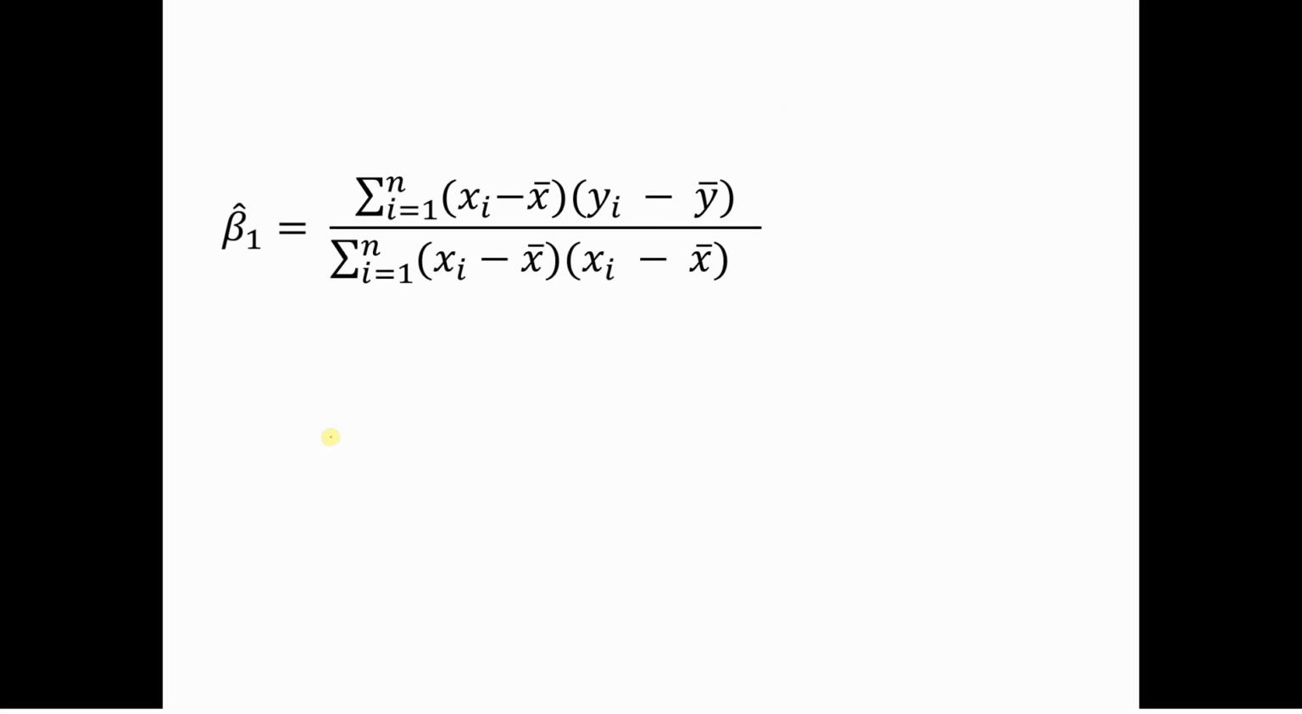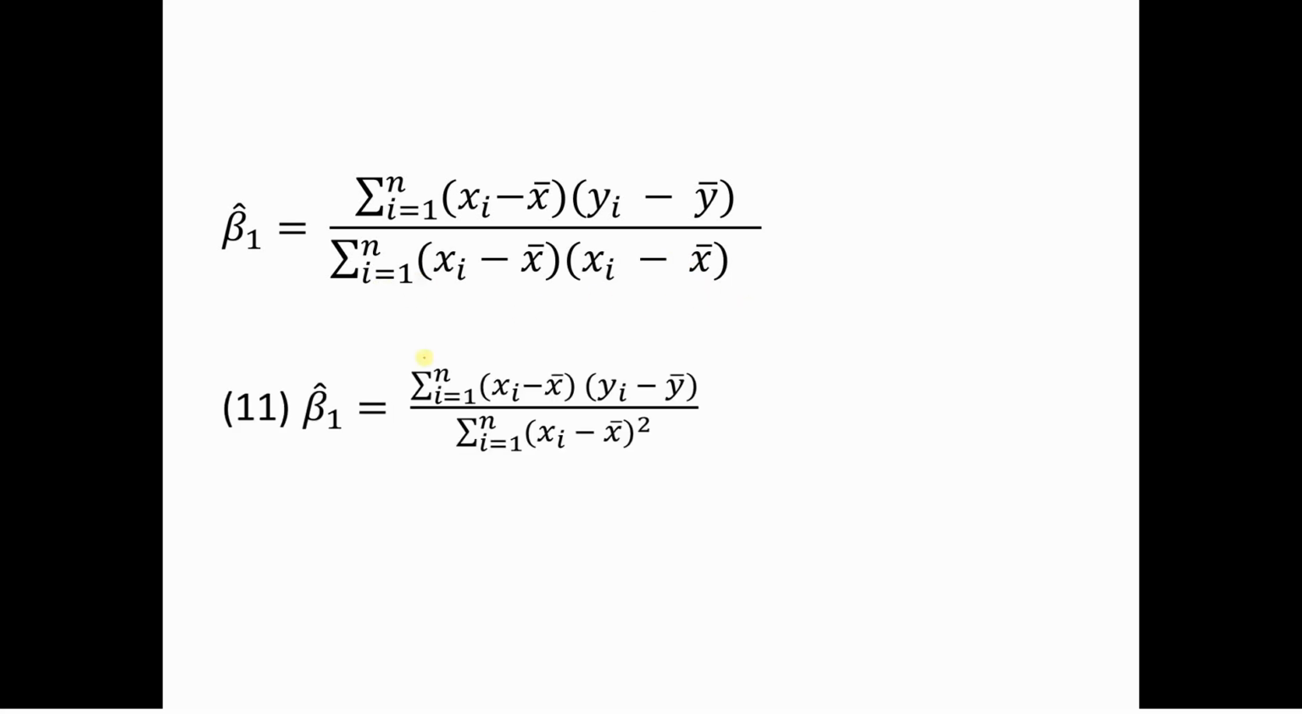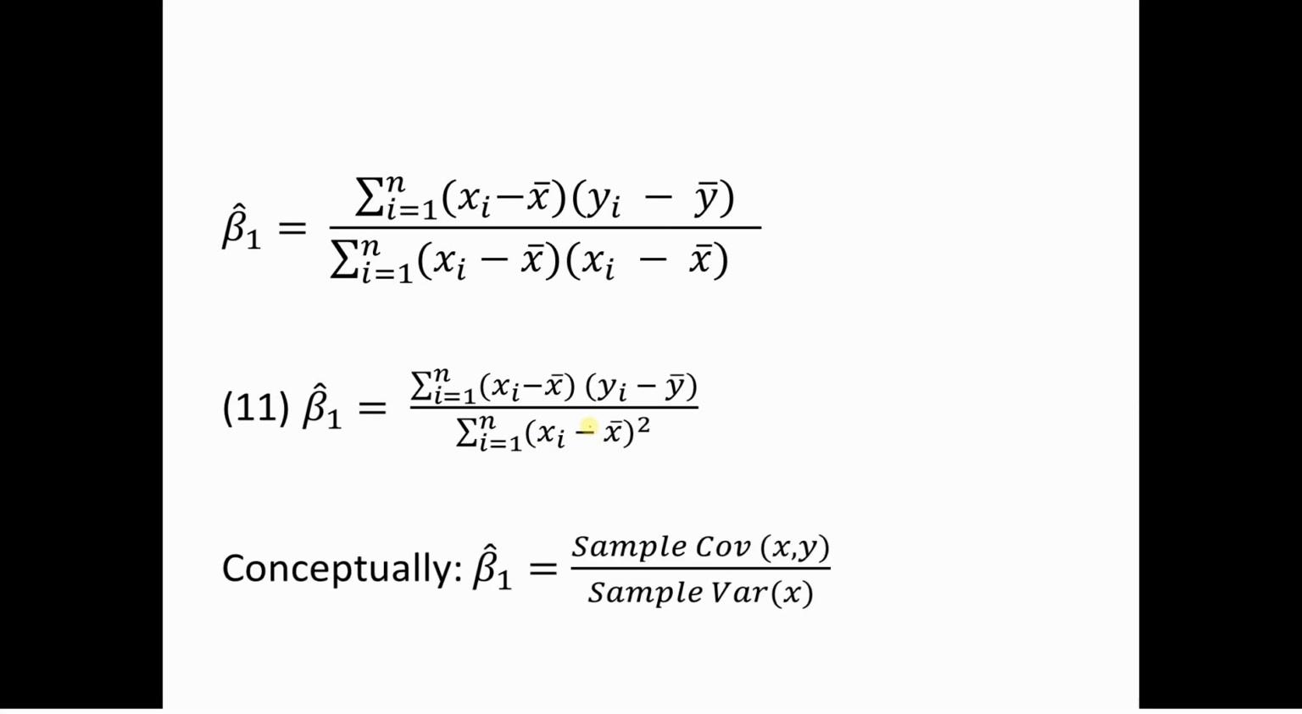So when we make that substitution, we see that we still have a little bit more work to do. We can simplify the denominator here because we have the same expression times itself, which is the definition of a squared term. And you can conceptually think of beta 1 hat as taking the sample covariance of x and y divided by the sample variance of x.